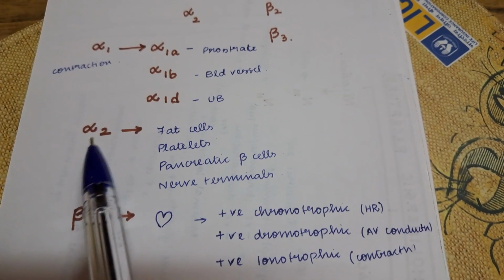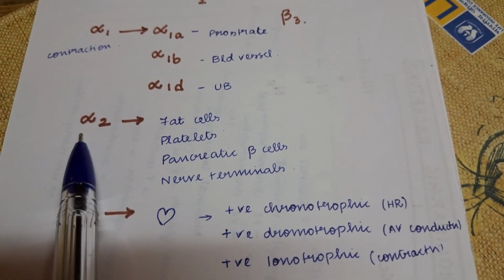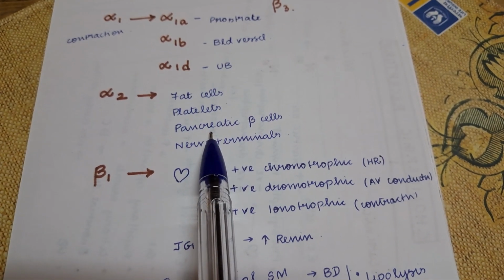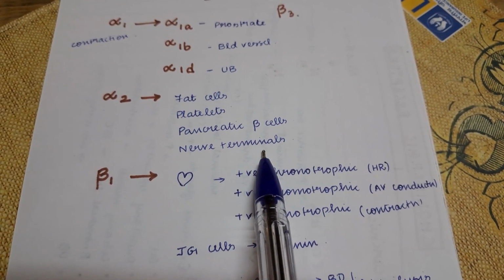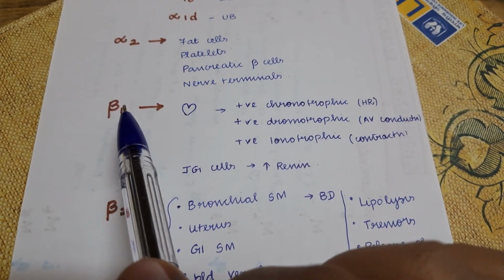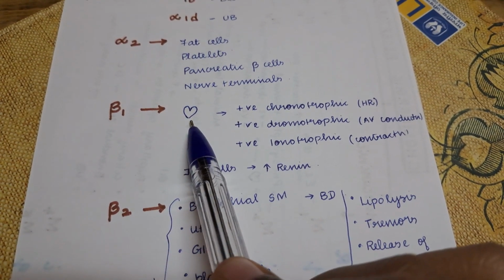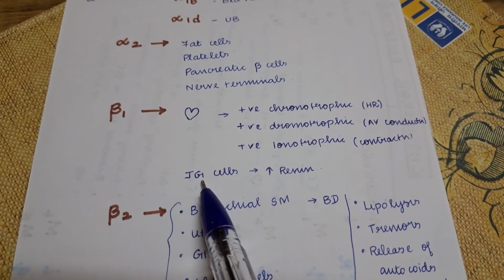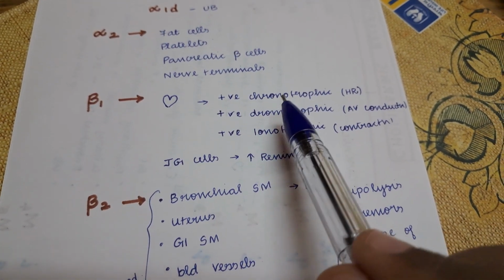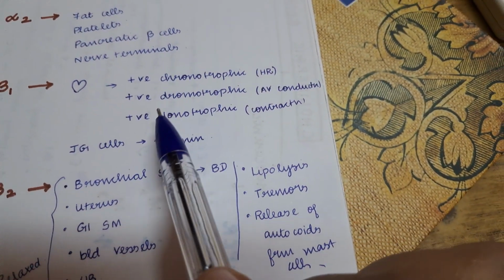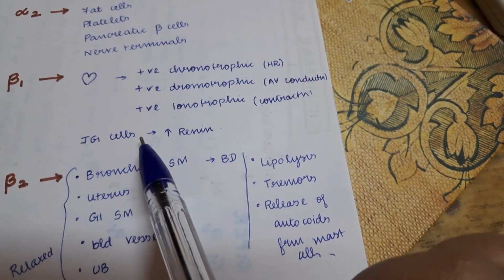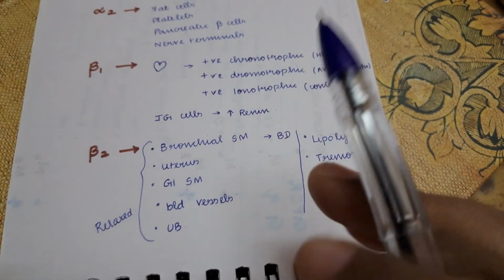Next come the alpha 2 receptors. The alpha 2 receptors are present in fat cells, platelets, pancreatic beta cells and nerve terminals. Next, coming to the beta 1 receptor. Beta 1 receptor is mainly present in the heart and the juxtaglomerular cells. In the heart the action is positive chronotropic, positive dromotropic and positive inotropic. In juxtaglomerular cells, it causes an increase in renin secretion.